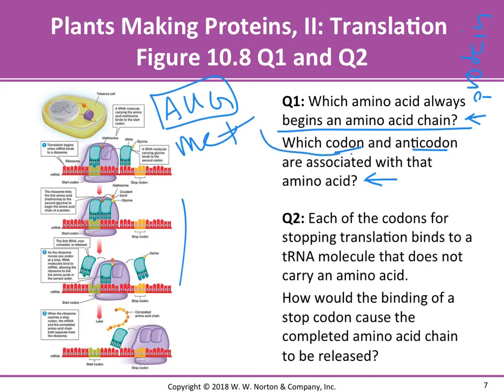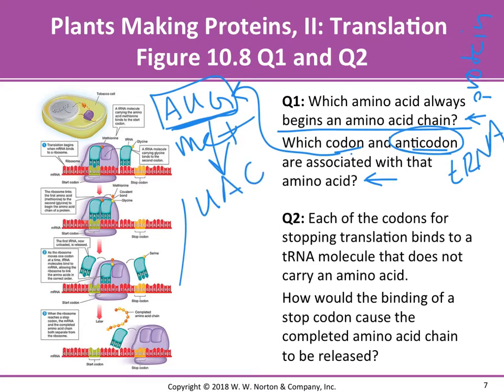Which codon, that's the one on the mRNA, and anticodon, that's the one on the tRNA, is associated with that amino acid? Well, if you know the codon, you automatically know the anticodon because of complementary base pairing. A's go with U's, U's go with A's, C's go with G's. Right? So this is RNA to RNA. Never any T's. Right? A, G, C, U, ribonucleotides. Are you with me, Scoob?